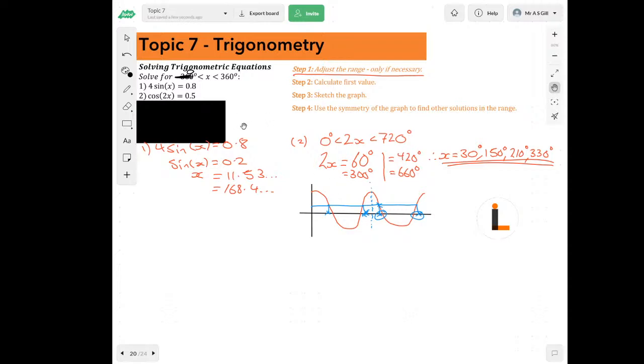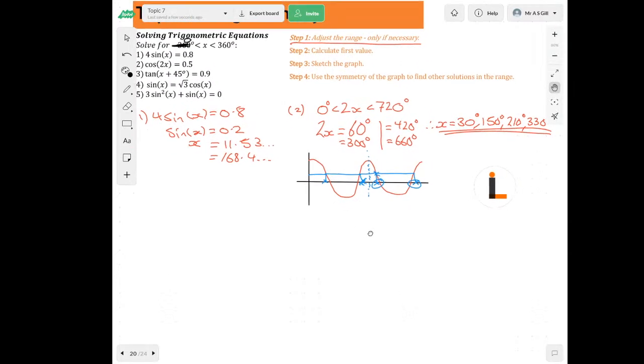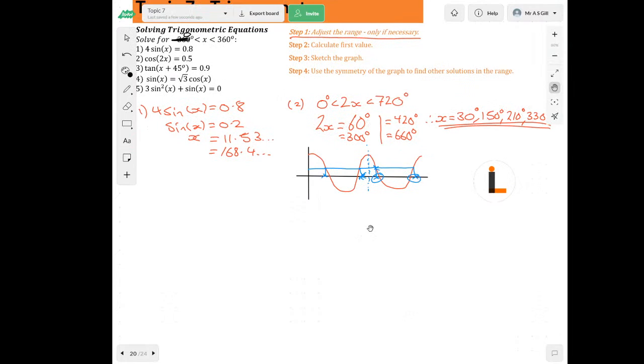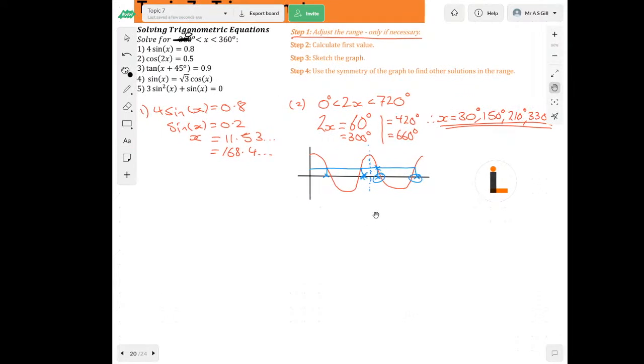Okay, so I'm just going to go ahead and review questions 3 and 4 and 5. And I'm going to give you some time to go through them before we go through them together. Again, be careful with tan. Here we need to adjust the range. For question 4, we'll have to use an identity. So now, like we said, we're starting to see those different elements come together in this part of trigonometry.